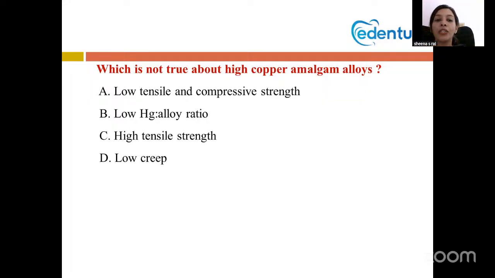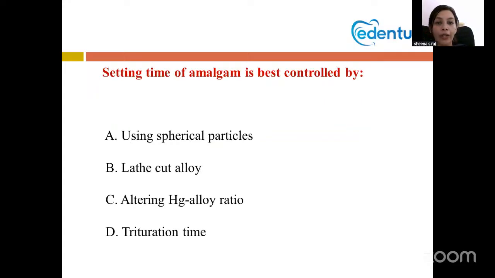See the first option A, low tensile and compressive strength. B, low mercury alloy ratio. C, high tensile strength, low creep. We know that when compared to the low copper amalgam, high copper amalgam has good properties. So the answer which is not true is A, it does not have low tensile or low compressive strength. Both are very high and have good properties compared to the low copper amalgam alloy.